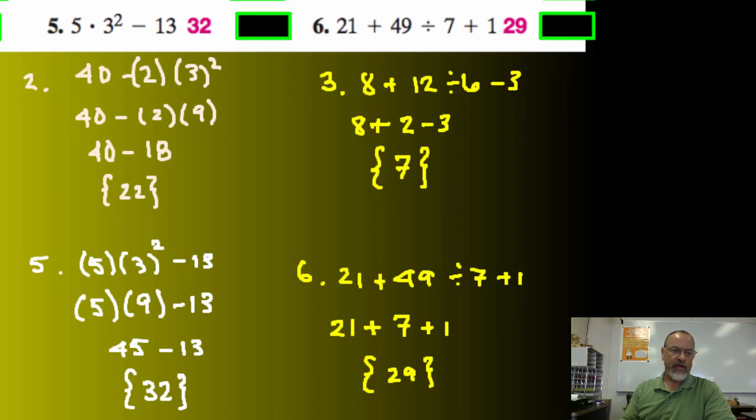Okay, so again, that's simplifying algebraic expressions.